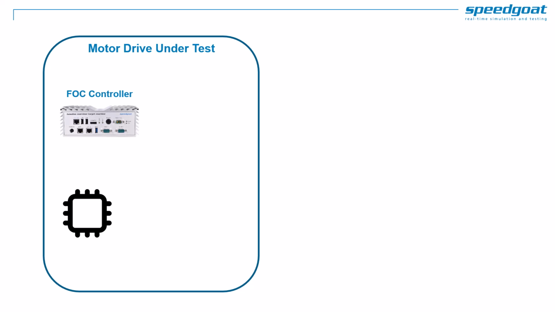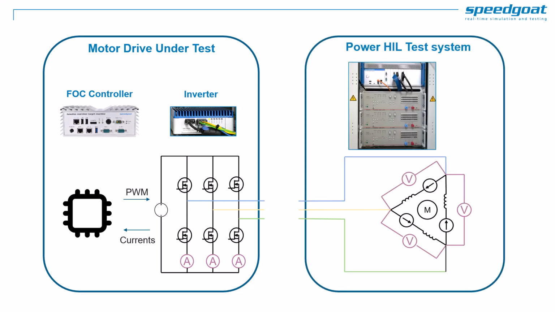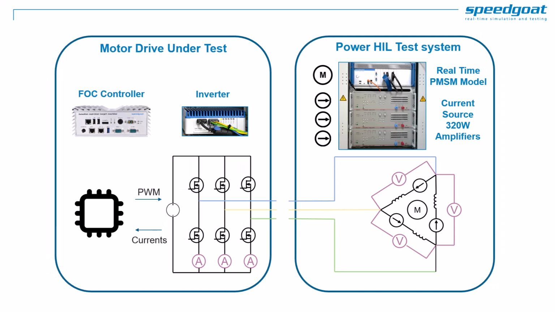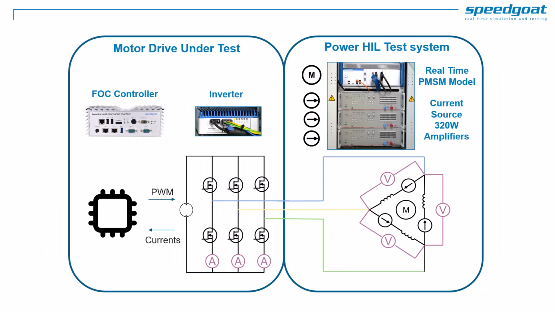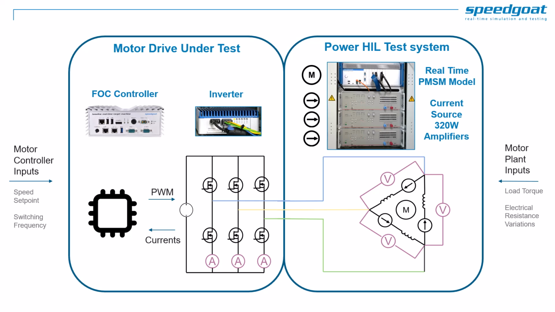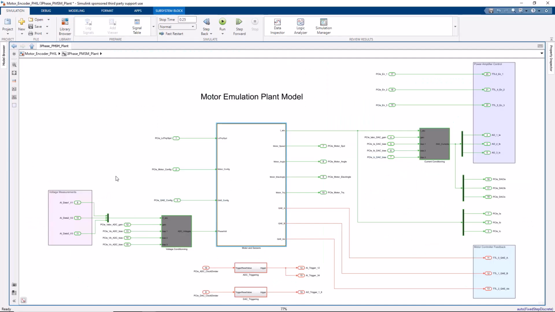To recap, in our PowerHIL demo, we test a motor drive consisting of a field-oriented motor controller and a 3-phase inverter, using a power hardware-in-the-loop test system where a motor model controls 3 current sources. We will test the motor drive against motor controller inputs like the speed set points and the PWM frequency. And we will also be able to change the plant operating conditions by applying a simulated load torque to the motor or introduce resistance fluctuations. Let's have a look at the models.